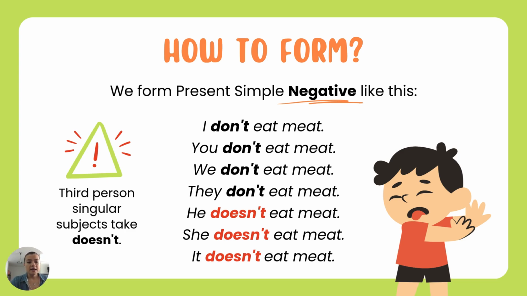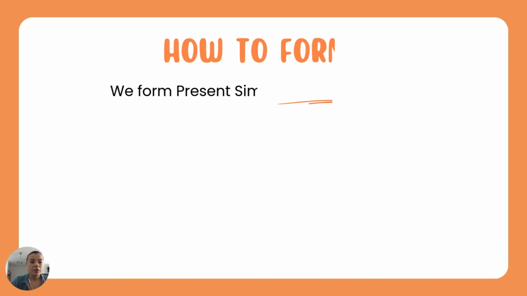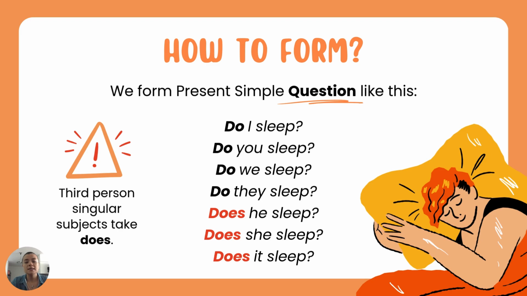And now the last form that we are going to check are the questions in present simple. When you have present simple questions, you are going to use two auxiliary verbs. They are do or does. Do is going to be used for I, you, we, and they. And does is going to be used for he, she, or it. And also the verb has to be in base form. Okay? So if you check the examples, do I sleep? Do you sleep? Do we sleep? Does she sleep? Does it sleep? Those are yes, no questions.